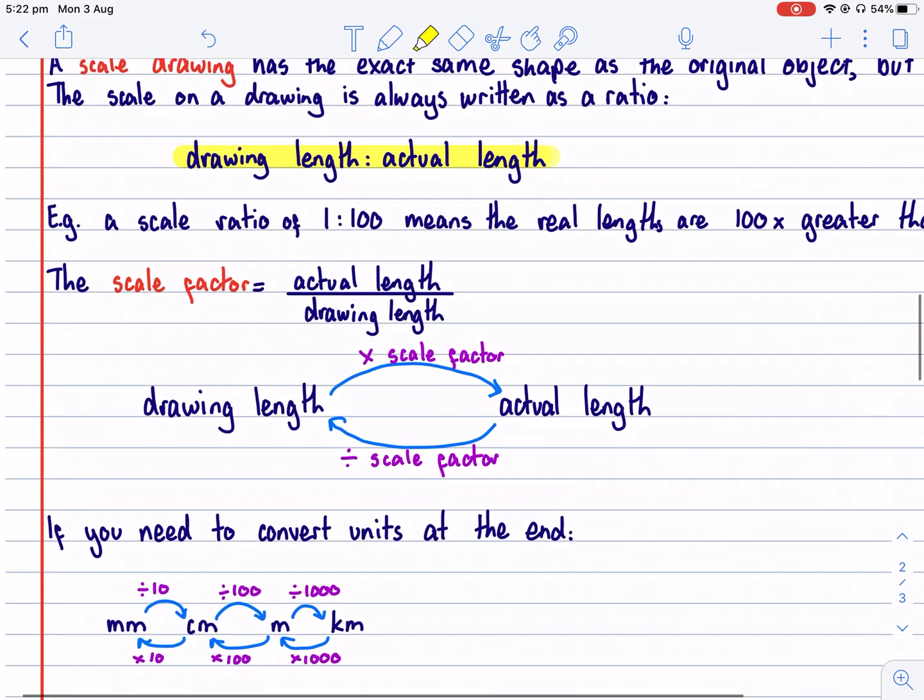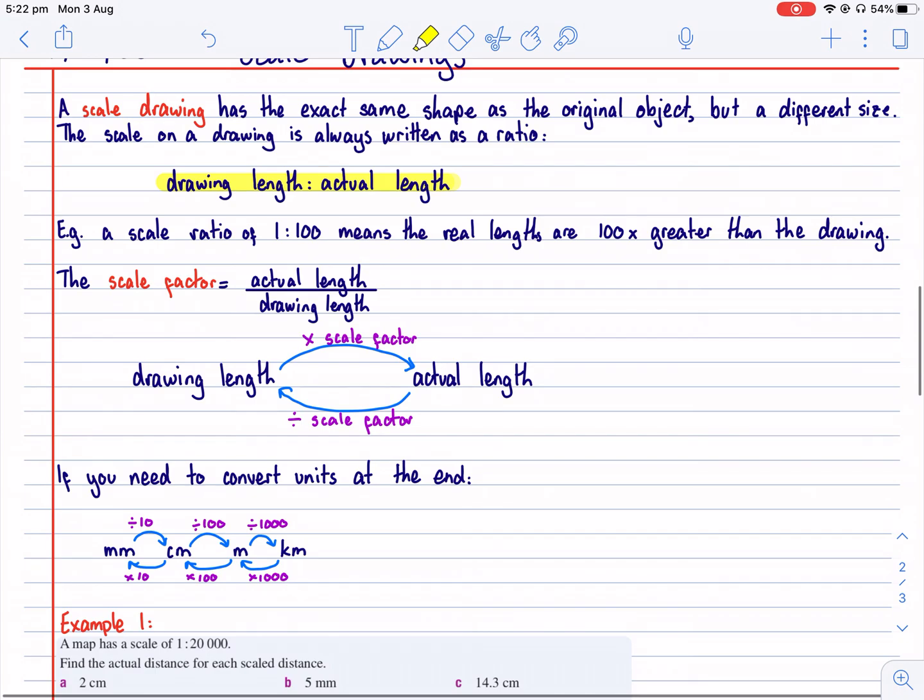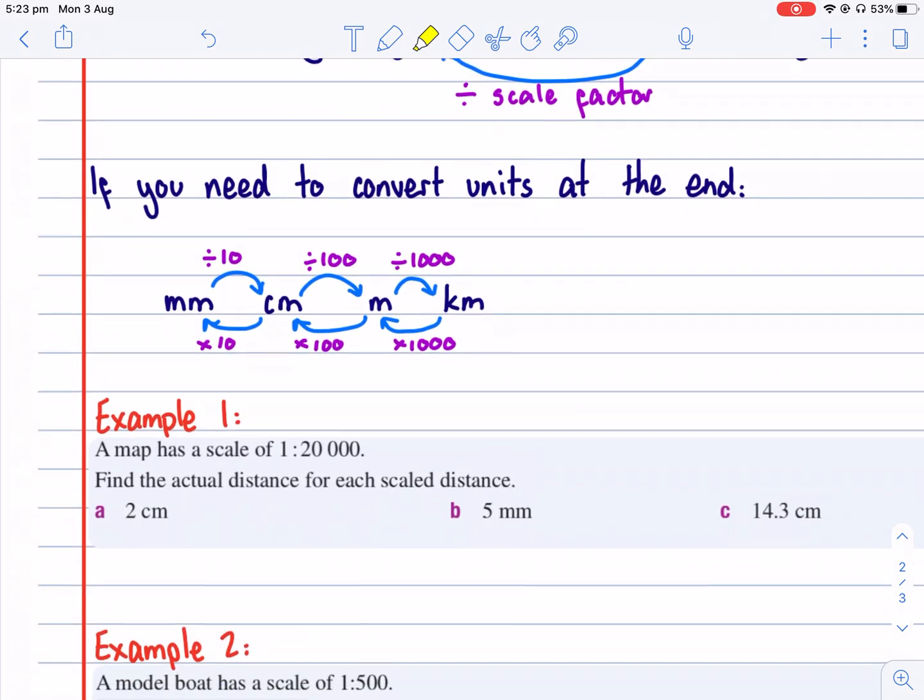So if it's a scale ratio of 1 to 100, that means the real lengths are 100 times longer than in the drawing. So if you've got something 1 centimeter, that's 100 centimeters in real life. 2 centimeters, 200 centimeters in real life, you just times it by 100. If you want to know the scale factor itself, you do the actual length divided by the drawing length. And if you know the scale factor, then to find the actual length, you've got the drawing length, you multiply by the scale factor, but if you've got the actual length, you divide by the scale factor. I'll explain that.